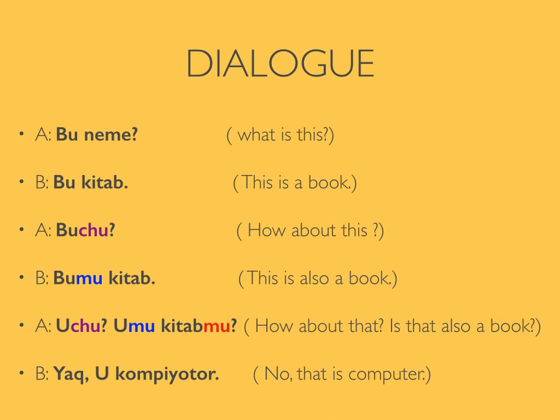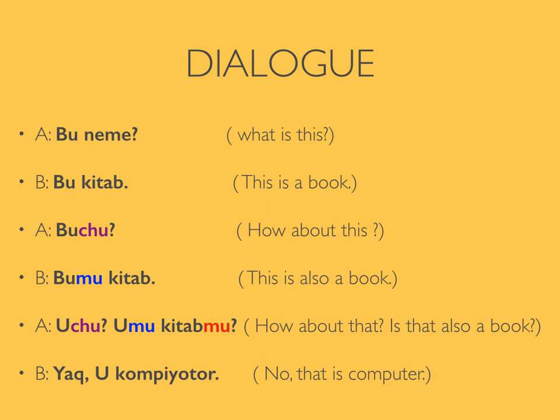A and B. So he asked, Bu nima? What is this? B said, Bu kitap. This is a book. And he asked again, Bu chu? How about this? Remember, here I marked it as purple. It's echo questioning, right? B answered, Bu mu kitap. This is also a book. And I asked again, very annoying person, hey, U chu? How about that? U mu kitap mu? Is that also a book?